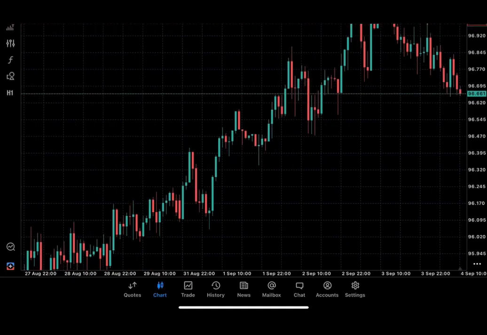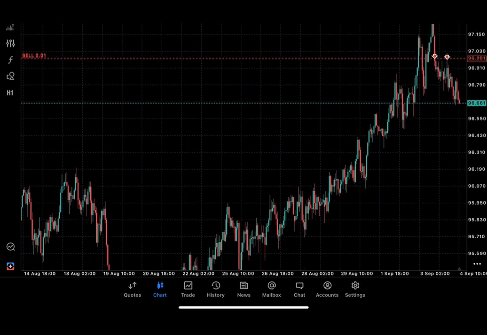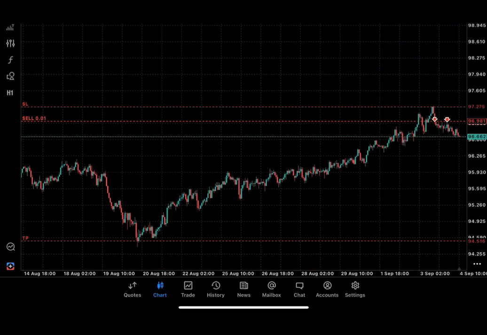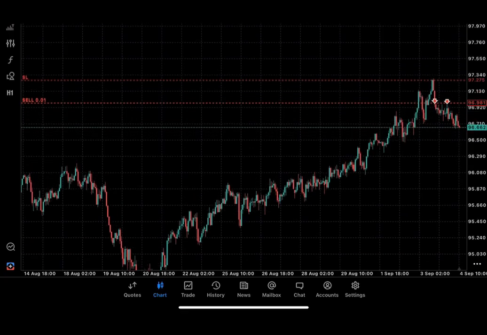Let's go to my other account. As you can see, I'm making thousands of dollars here. So the target is still far. This is a live trading account.